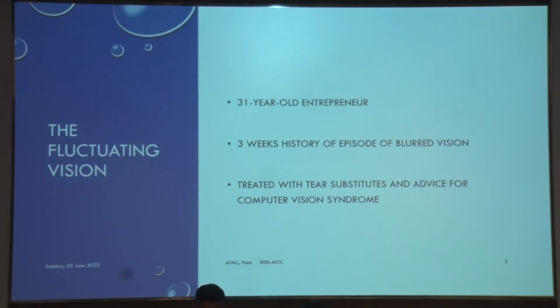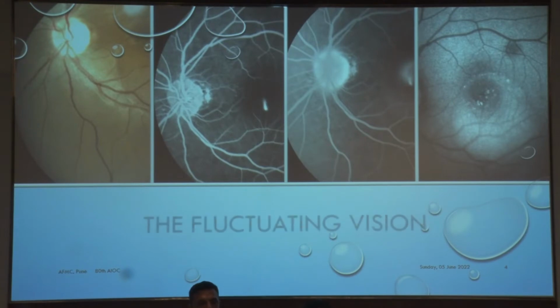So, first of all, we talk of a case in which a 31-year-old young person, with a 3 to 4 week history of blurred vision, was treated with tear substitutes as computer vision syndrome, MGD, and that kind of spectrum of disorders. However, later on, it's only during his fourth visit that his fundus was evaluated, and this was the picture. Now, this is the standard young person presenting with subtle diminution of vision and metamorphopsia, CSR.